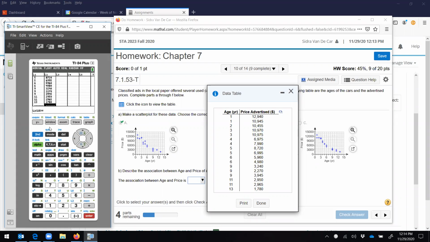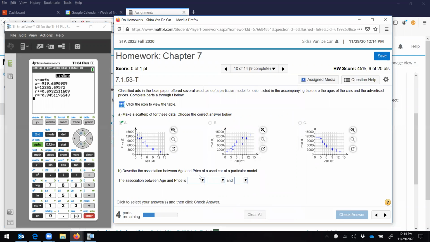All right, now, by the way, to get this scatter plot, you go into second y equal, plots on, zoom 9, and there's the graph that we were matching it up to in part A. Now to run the regression, we're going to go to stat, calc, option 4. And there we go. All right, now our R is 0.945. That's pretty close to 1. That's strong. So it's negative, linear, and strong.